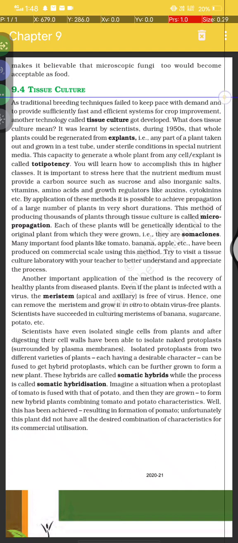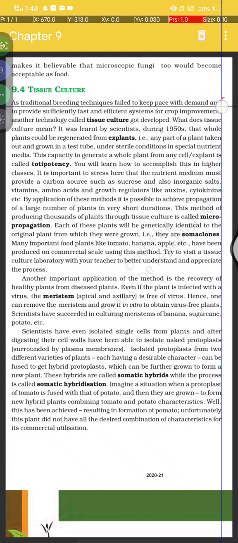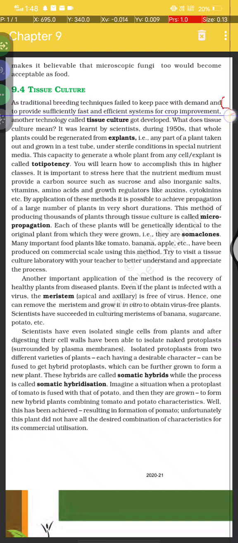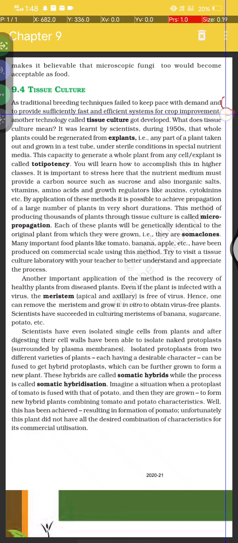Let's check out tissue culture. Traditional breeding techniques failed to keep pace with demand and to provide a sufficiently fast, efficient system for crop improvement. Another technology called tissue culture got developed. What does tissue culture mean? It was learned by scientists during the 1950s.